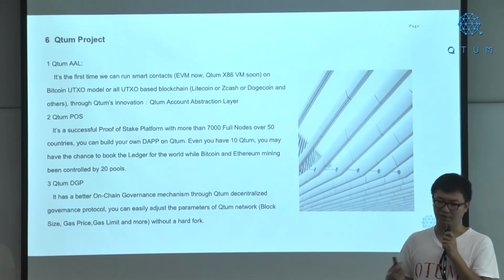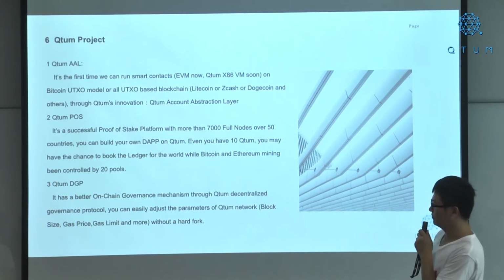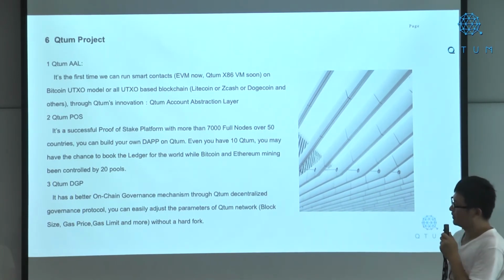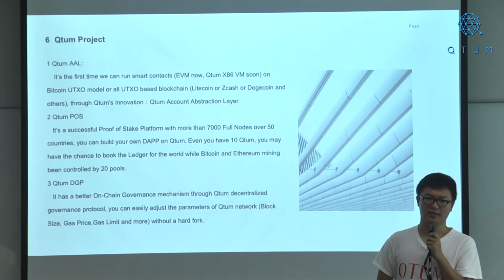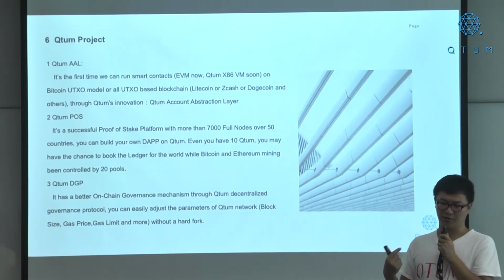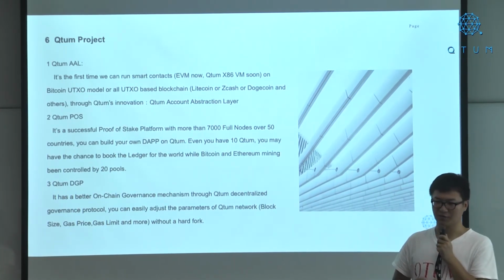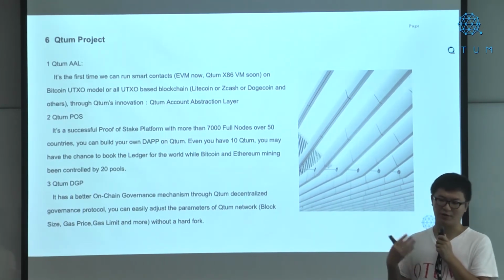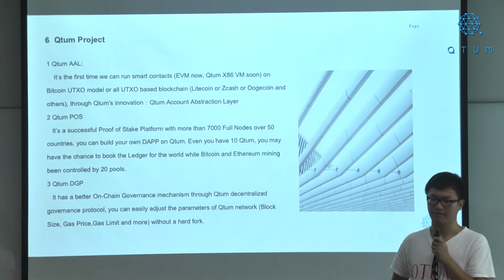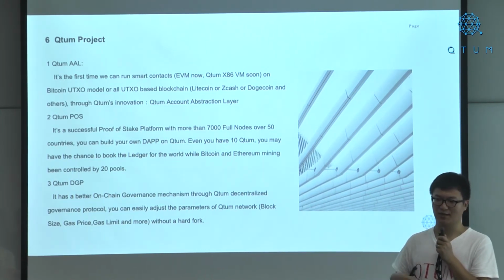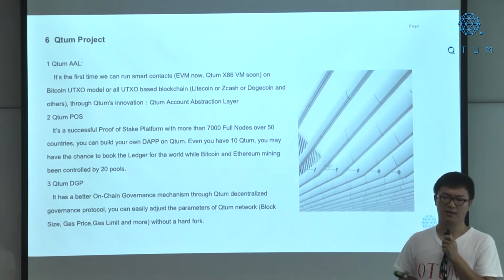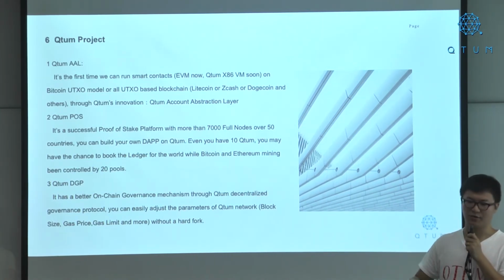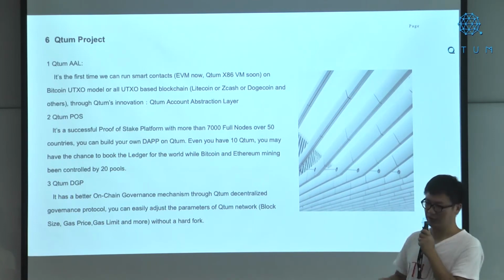There are more than 50 applications building on Quantum. The Quantum DGP is a better on-chain governance. Tezos and some other blockchain projects want to build on-chain governance, a self-regulating, self-evolving, self-upgrading governance system for the blockchain, but it's still a prototype. The Quantum DGP is already working.